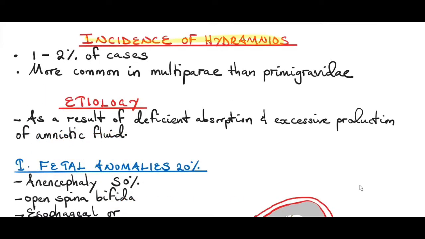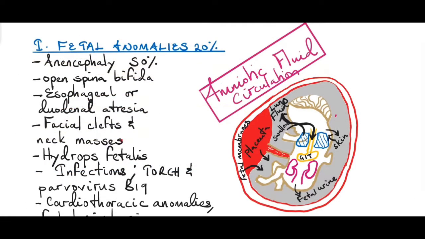The incidence of polyhydramnios is about 1 to 2% of all pregnancies, and it's more common in multiparous women than primigravidas. The etiology is a result of an imbalance between the absorption and production of the amniotic fluid. Before we look at the causes of polyhydramnios, let's discuss a bit on amniotic fluid circulation.